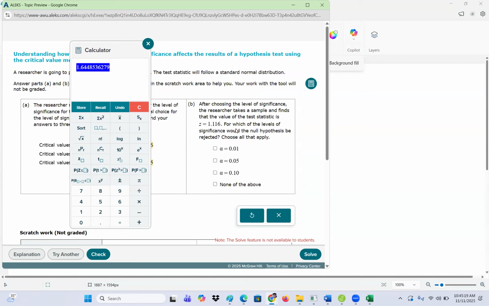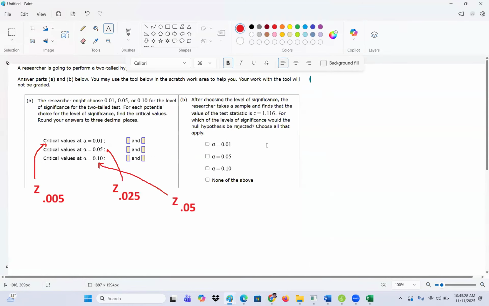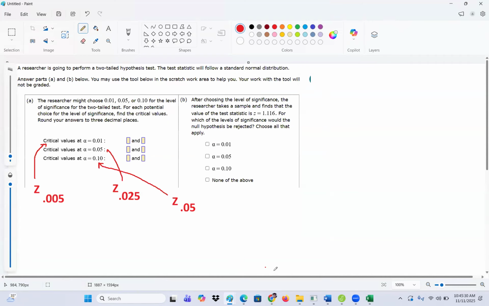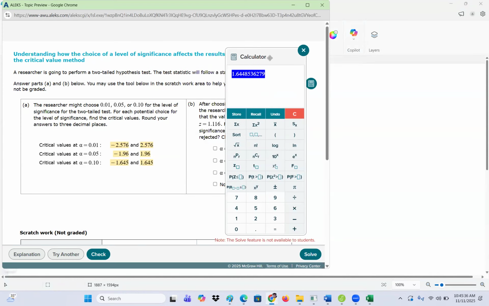And then, the test statistic for which of these levels would the null hypothesis be rejected? Oh, I'm so sorry. So the null hypothesis would be rejected if... I just want to make sure that we got this one done.